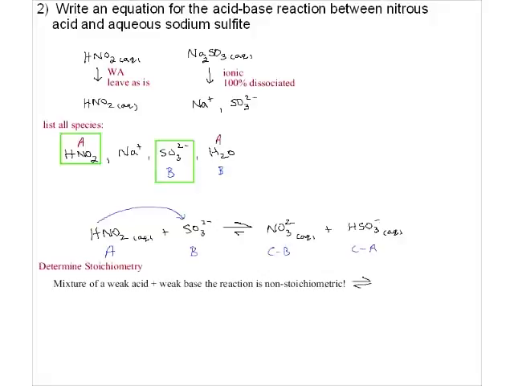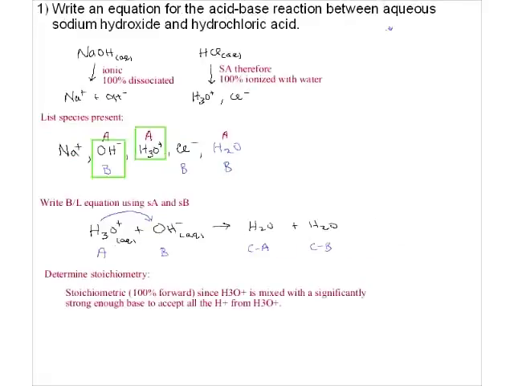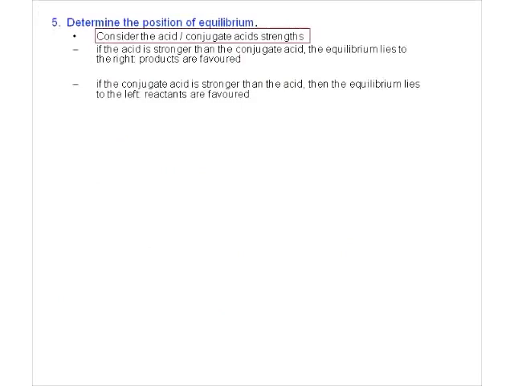Okay, it's a mixture of a weak acid and a weak base, therefore it's going to be non-stoichiometric. It's not 100% forward. And now we want to say, are the products going to be favored or are the reactants going to be favored? Is this reaction going to push forward to produce more products, or is it going to stay on the reactant side and end up being more reactants? And what we have to do here, step 5, is consider the strength of the acids. We're comparing the acids.